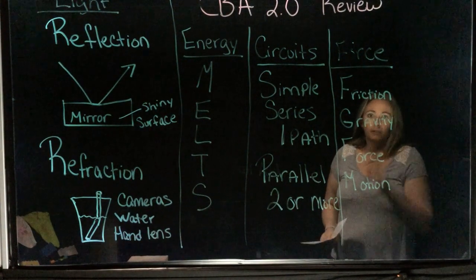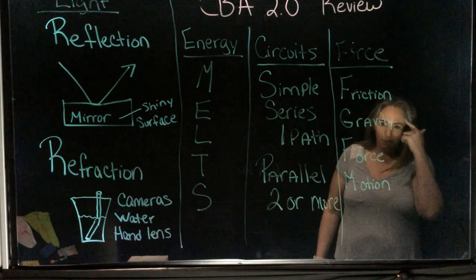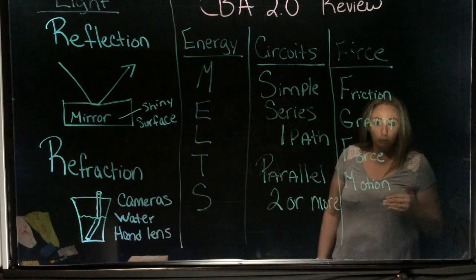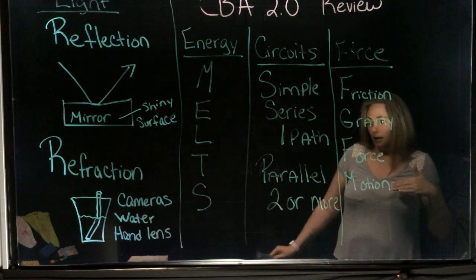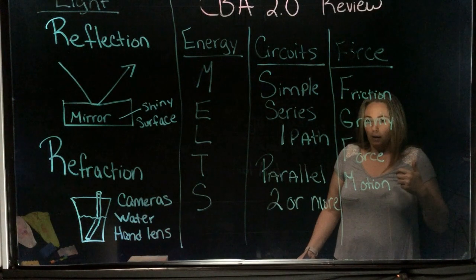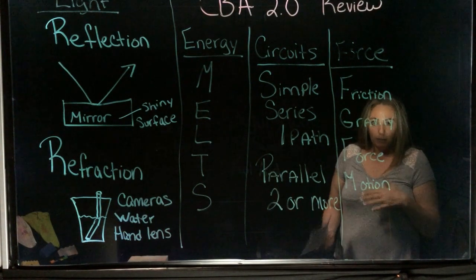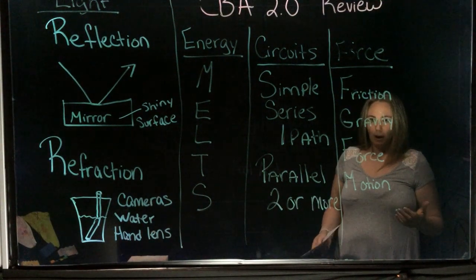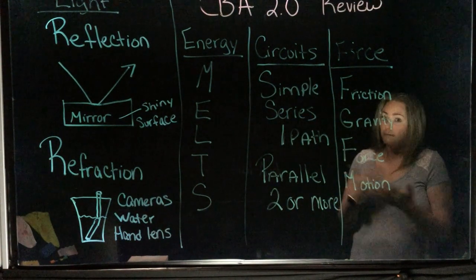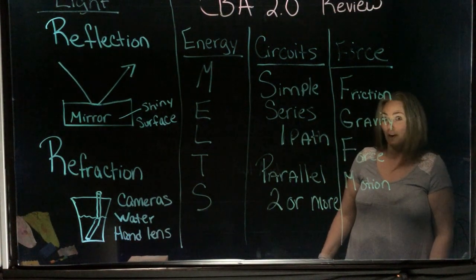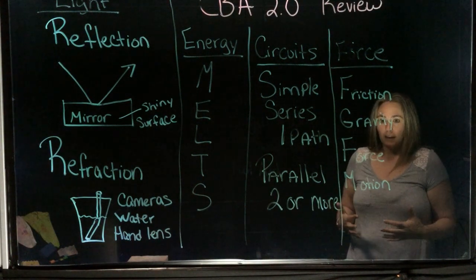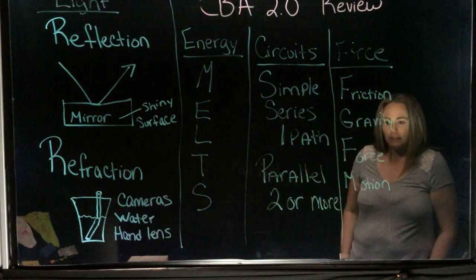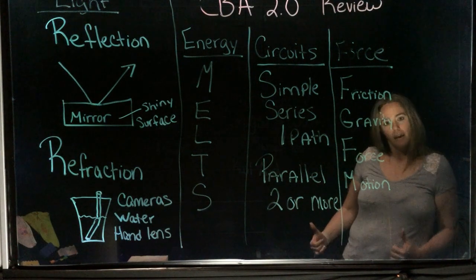All right, and then force. Force, FGFM. I haven't come up with anything yet, but I will. Friction, gravity, force, motion. Remember, friction is what stops a force, okay? Force is anything in motion, and friction stops it, like grass, carpet, sandpaper, anything like that. Gravity, we all know gravity is when something falls, and it falls because gravity is pulling the object to the ground. And motion is just anything that's in motion. It's movement, okay? And so that's force and motion.